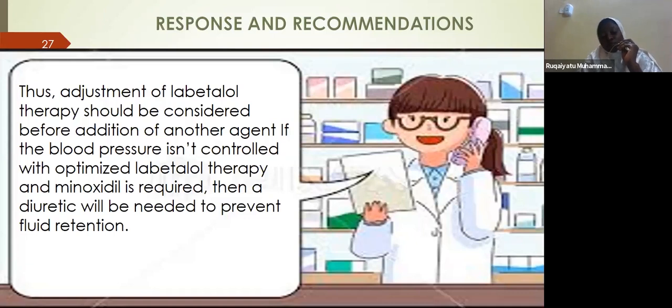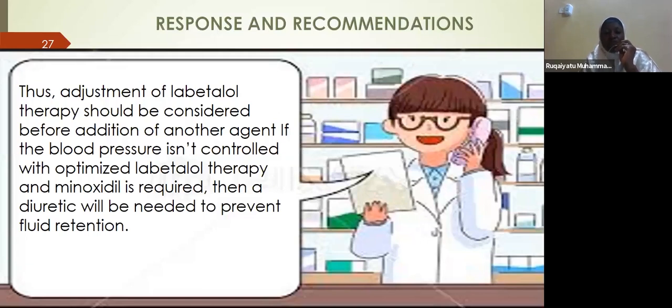This is just an example to show that definitely sometimes you need to go beyond the question. If we go back to the initial question, it's just asking about whether there is a drug-drug interaction between those particular antihypertensives and minoxidil.